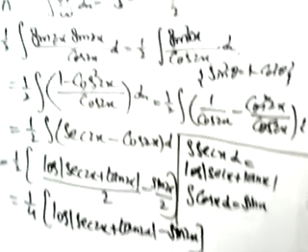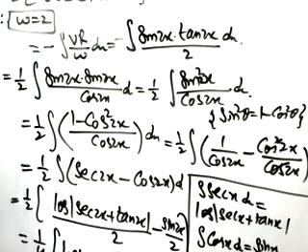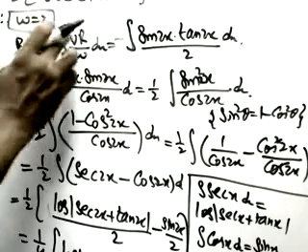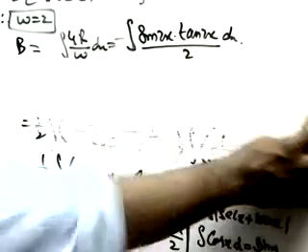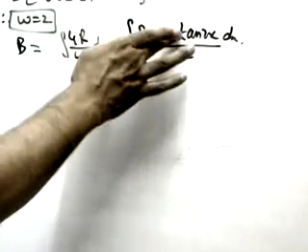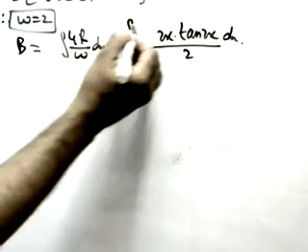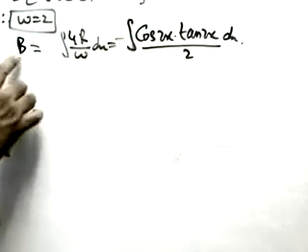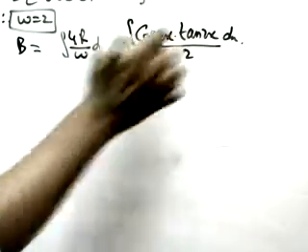Let me find the value of b. So what is the formula of b? The formula of b is integration of u into r by w. Let me solve this one from here. See here, what is the value of u we are having? We are having u as cos 2x. Integration of u into r by w.